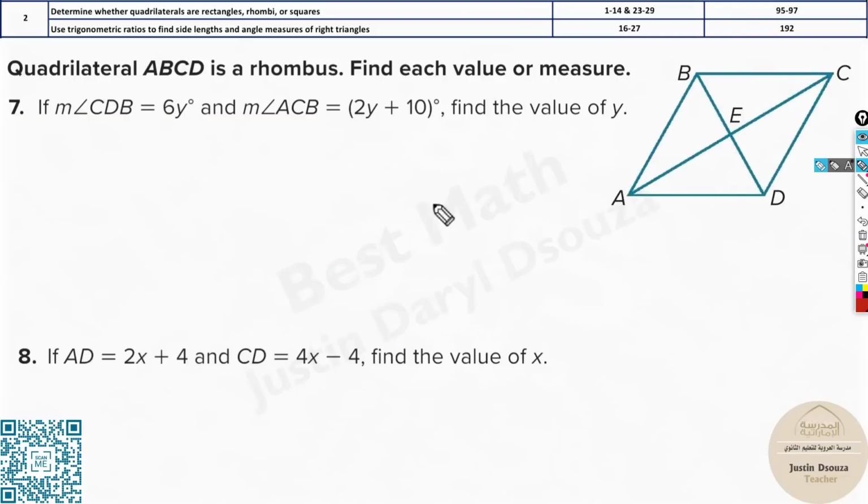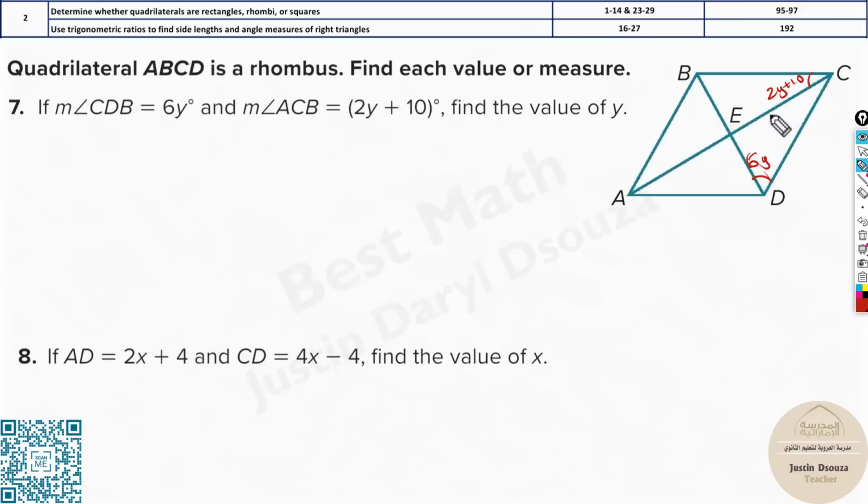And over here we have a few more problems. The measure of this angle, the measure of angle CDB, is 6y degrees. CDB, this angle is 6y. The measure of ACB is 2y plus 10. And we need to find the value of y. So now how would we do this? From here, with 6y, how can we get any information, right?